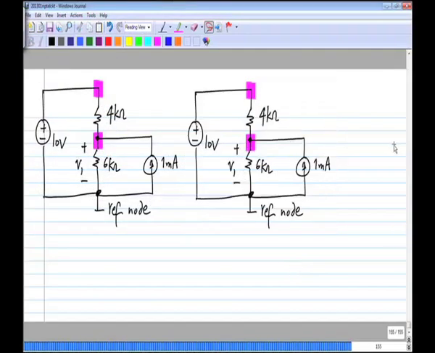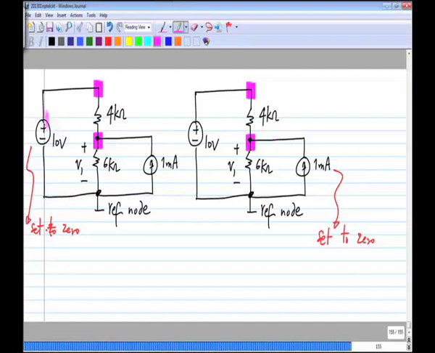Okay, so what I'll do is I will first set this 10 volt independent source to 0 and find V1 as a result of the 1 milliamp current source. And then I will set the 1 milliamp source to 0 and find this V1 as a result of the 10 volt source. And then I add up the values of V1 from this circuit and that circuit, and that will give me the same answer as before, or it should if superposition is valid.